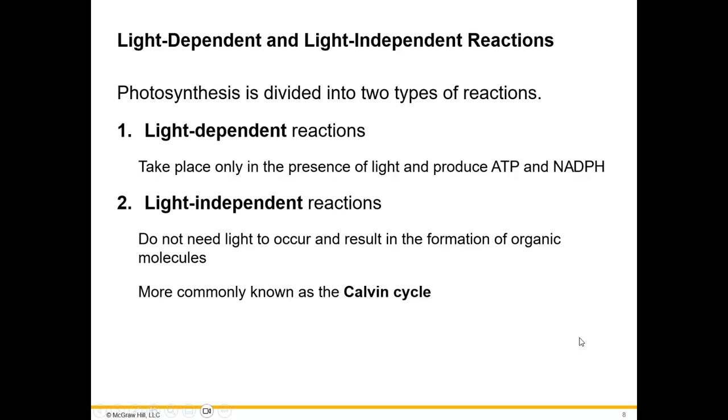Next, we have our light-independent reactions. So think independent. It does not need light. These reactions are going to take place in the stroma of the chloroplast, and they will result in that final formation of our organic molecule, our glucose, our sugars. This is more commonly referred to as the Calvin cycle. So that's what's happening in the stroma when we're making our sugars. That's the Calvin cycle.